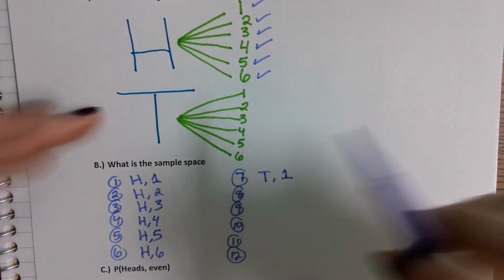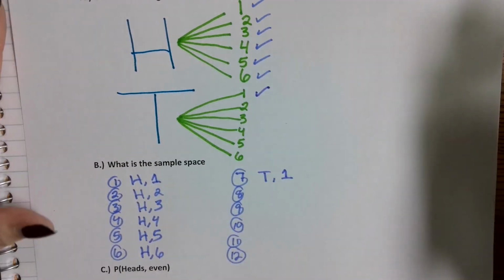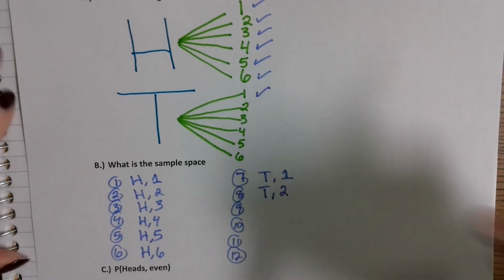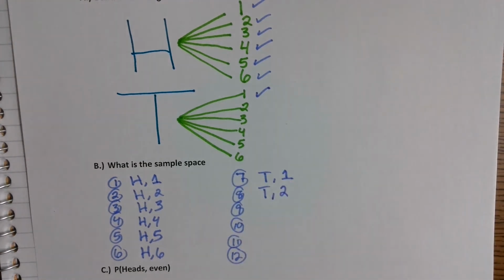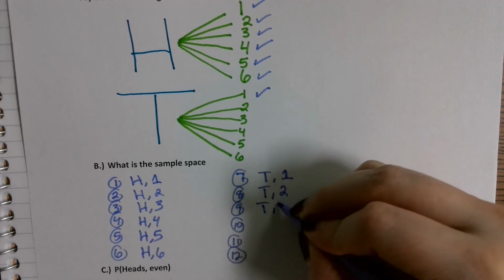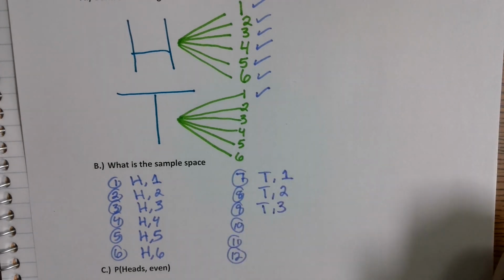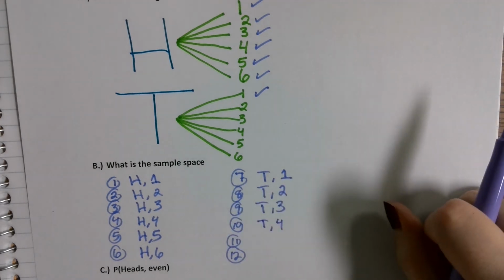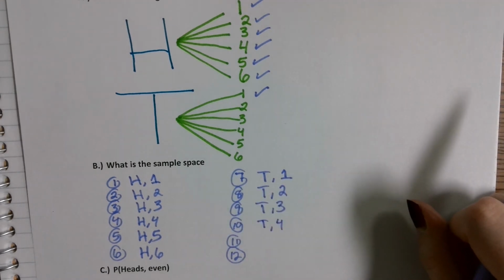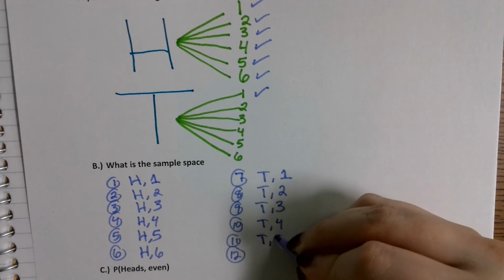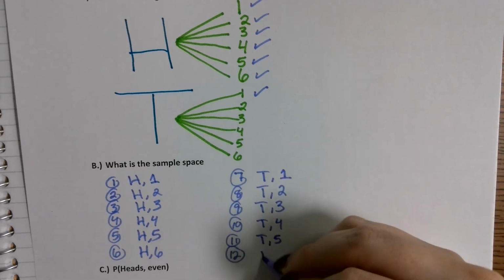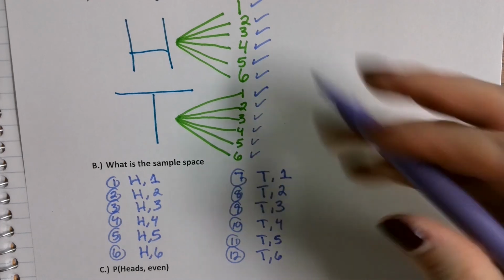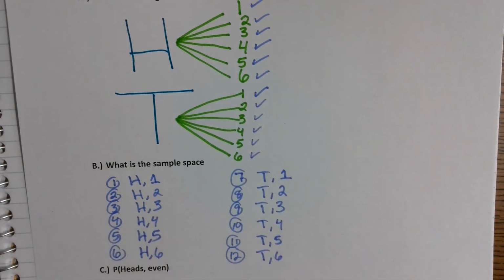Now we move on to tails. So tails 1. Jesus? Tails 2. Good. Andy? Tails 3. Okay. Javari? Tails 4. Okay. Jossie? Tails 5. And Craig? Tails 6. Okay, so now all of these have been accounted for. We're done. There's our sample space.